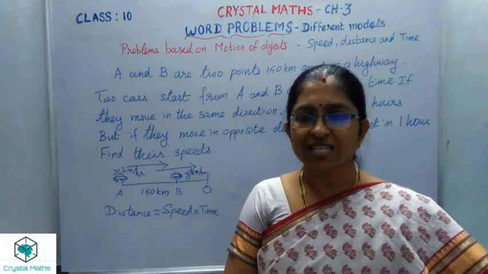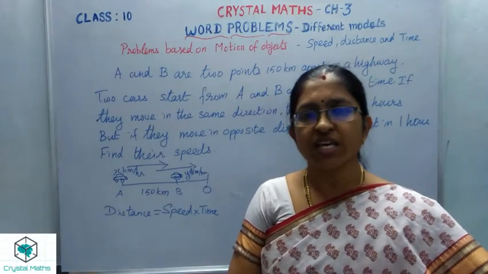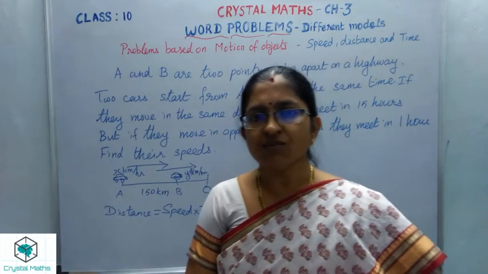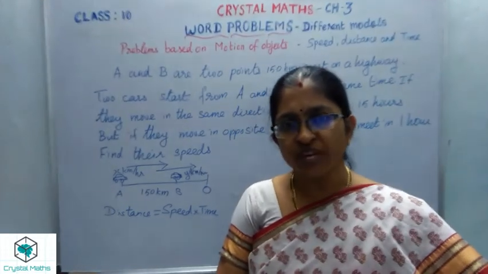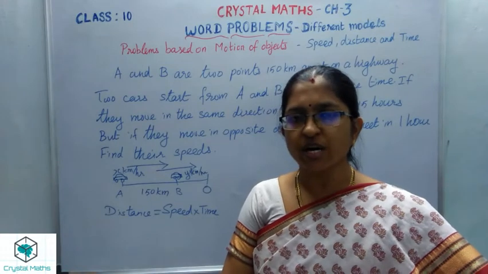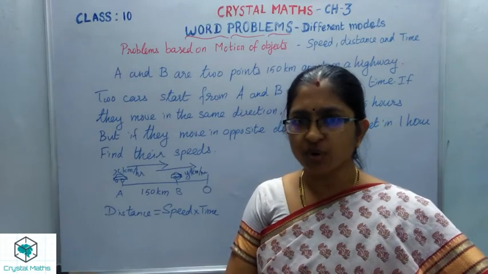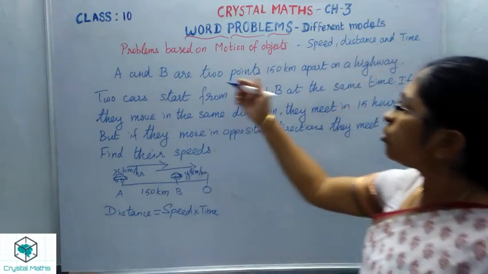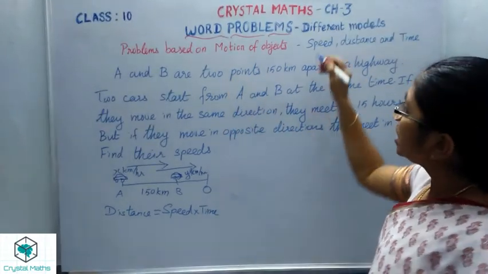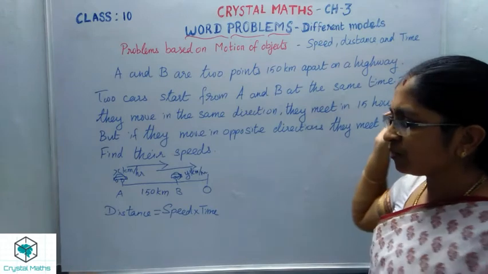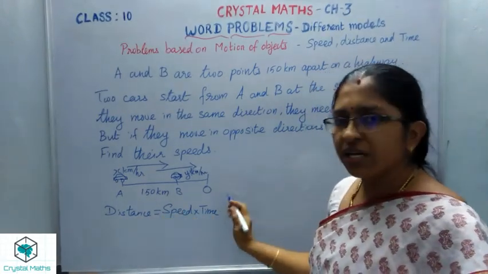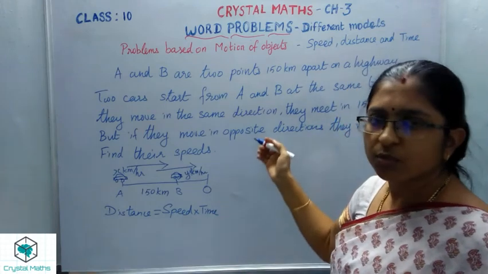Chapter 3, Class 10, Pair of linear equations in two variables. We will see the word problems. In the past two videos we saw word problems, part 1 and part 2. Now we are going to see part 3, in which we will see problems based on motion of objects, especially speed, distance and time. We have to remember the formula: distance equals speed into time. Okay, let us go to the problem.